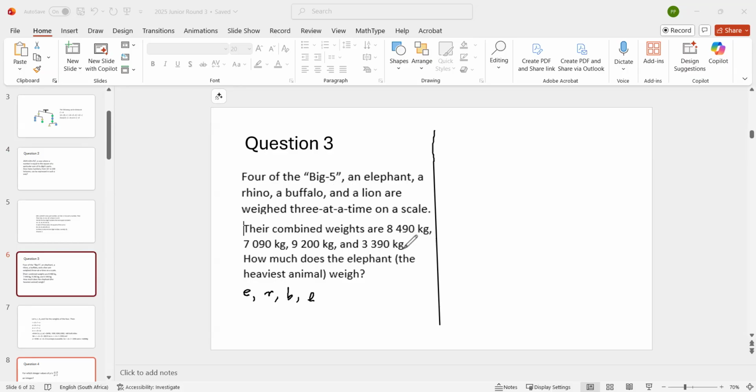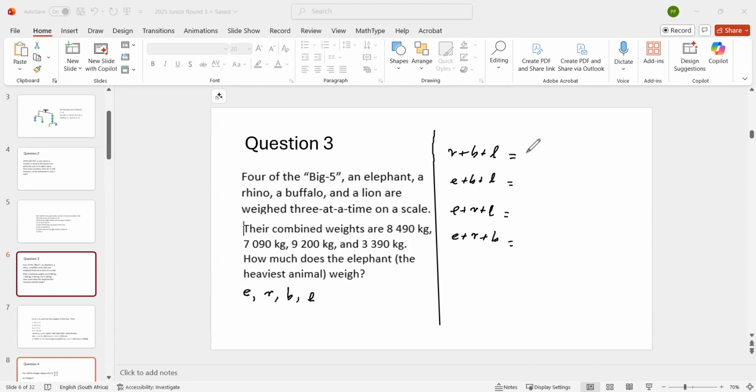or 4 of the big 5. Okay, so just 4 of them. They are weighed 3 at a time. So if I take out the E, I'll have R plus B plus L. And if I take out the R, I have E plus B plus L, 3 at a time. So if you remove the B, you'll have E plus R plus L. If you remove the L, you have E plus R plus B. So you'll remove them one at a time. And they give you the 4 weights, but we don't know which ones are which here.